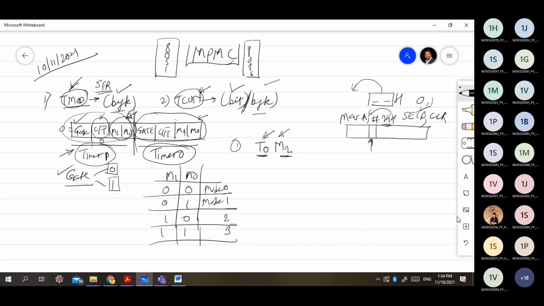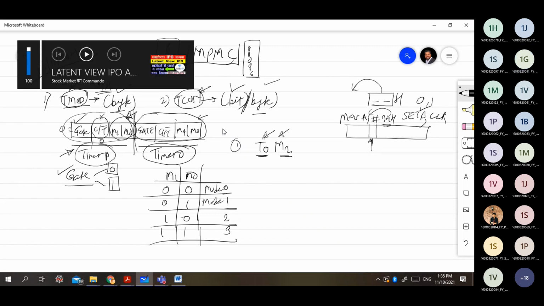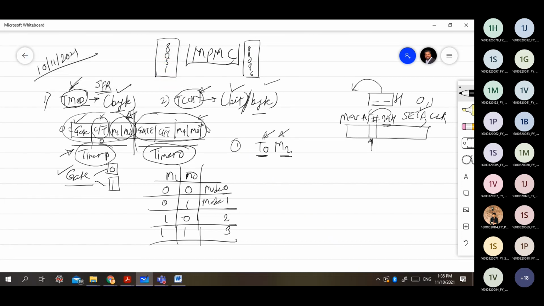Yes, anyone? I want to use Timer 0 in Mode 2. What to do? Where will you change, in the lower nibble or the upper nibble? Lower. But what value to put? Which bit to change? What will this bit be? M0. This value you have to just keep as 0. Yes, 0. And this particular bit, 1.